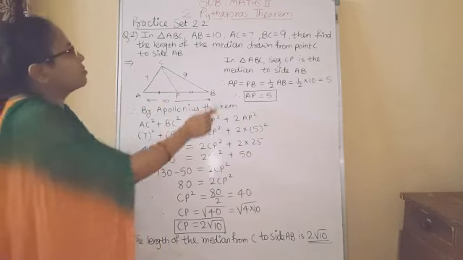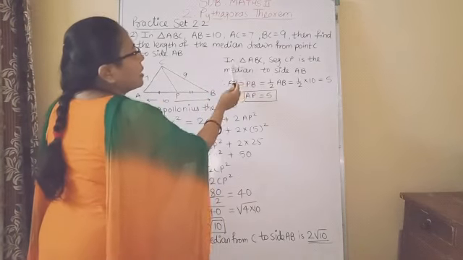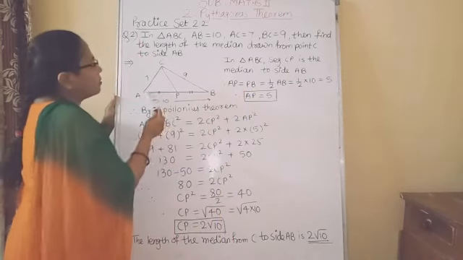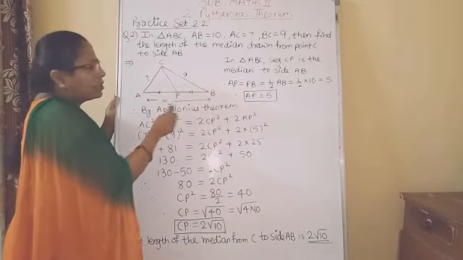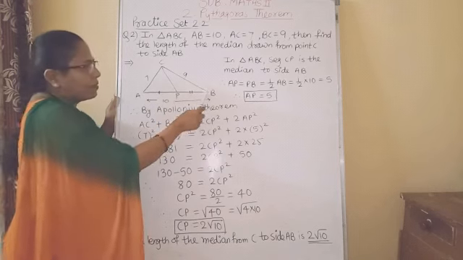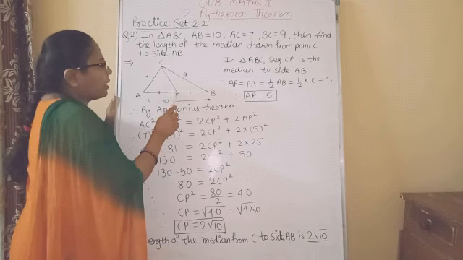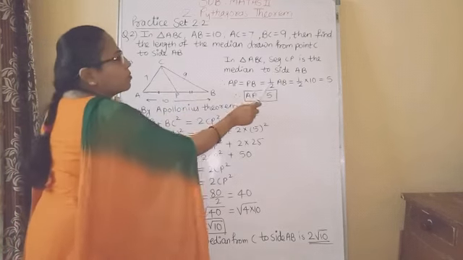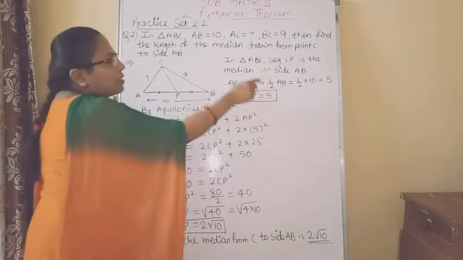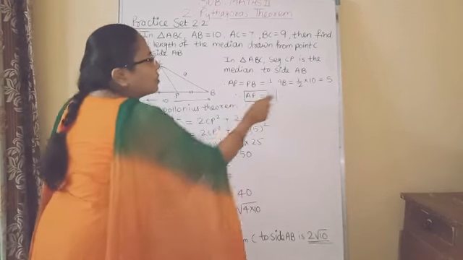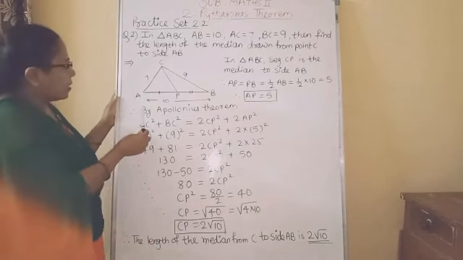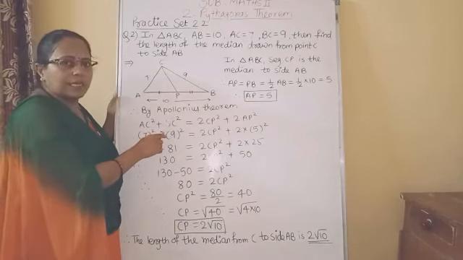So we will start the solution with the given part. In triangle ABC, segment CP is the median to side AB. So that means this side AB is bisected. Therefore, AP equal to PB equal to half of AB. And AB is given 10. So half of 10 is equal to 5. So AP is equal to 5. Followed? Now we will apply Apollonius theorem.